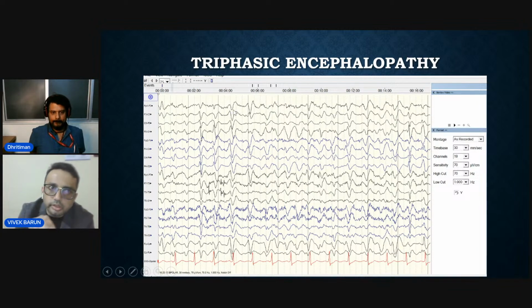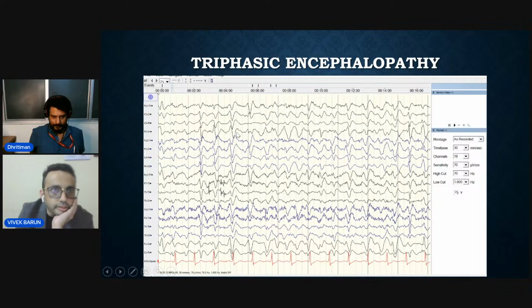That one should remember. And the duration of this one is lesser than this one, and maximum duration will be of the third phase, and the maximum amplitude will be of the positive phase, and it will be most prominently seen in the frontal electrode.